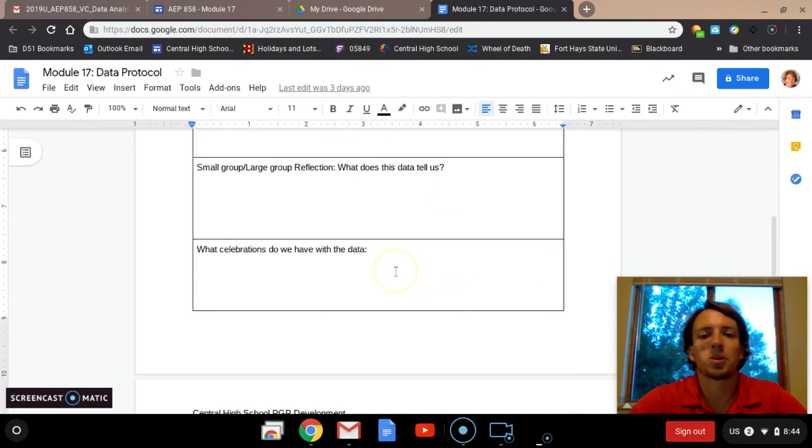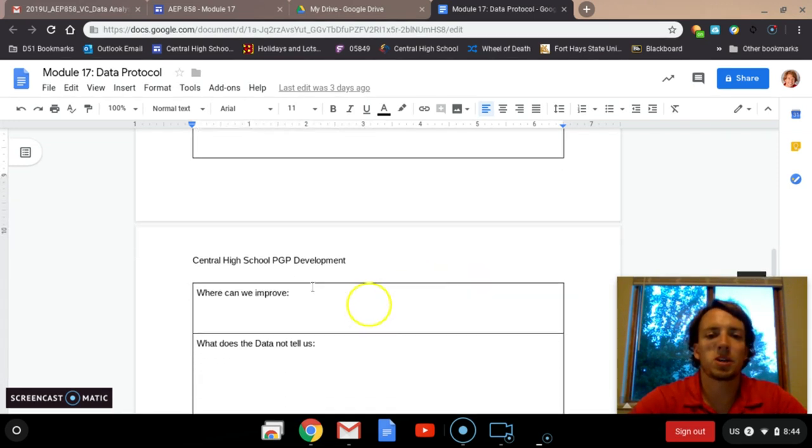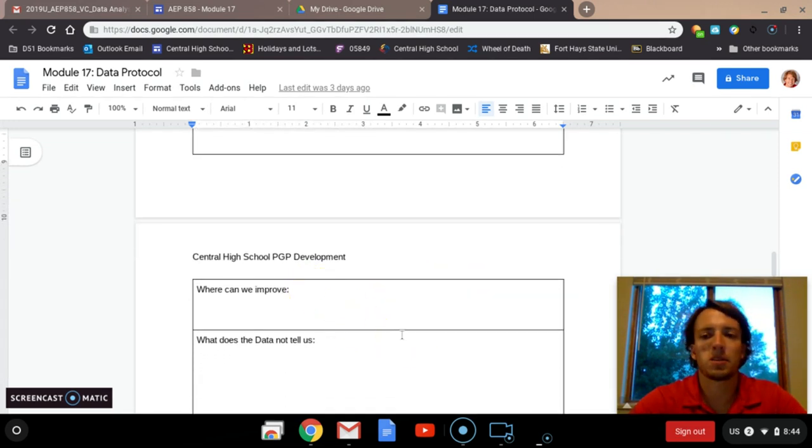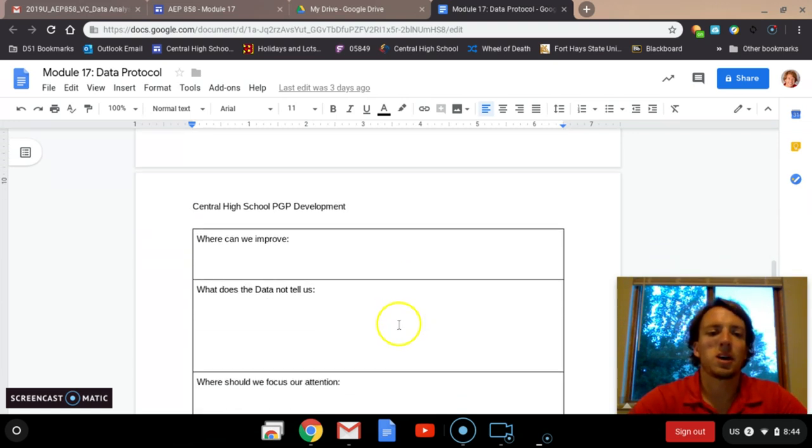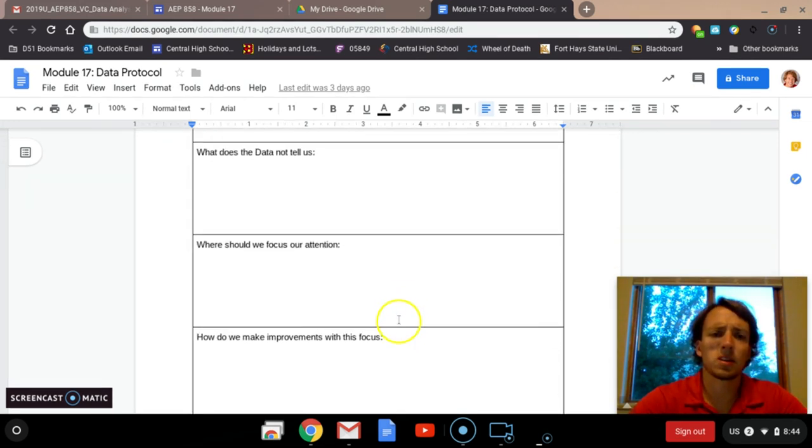I think it's always really important as well to look at what we're doing well and then also what we can improve on. And obviously, with the data we're looking at with Central, it's the at-risk students. A lot of what we have to look at is: what does the data not tell us? Looking at certain data sets, if something's not mentioned, we need to know what that is and where we can go find that data.